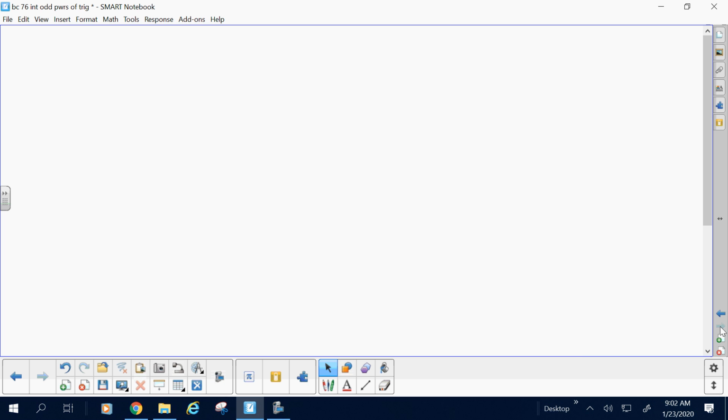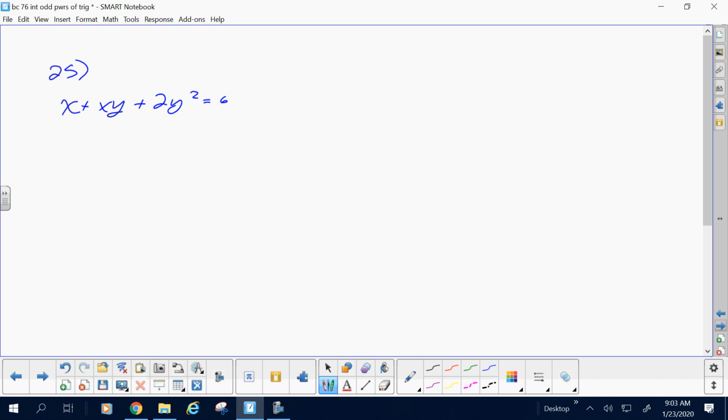25. Where did we leave off? 25 C or D? D. Okay. So in 25, on 74, we have x plus 2y squared equals 6. Now, just so we're clear on the big idea of things, this is a conic family.